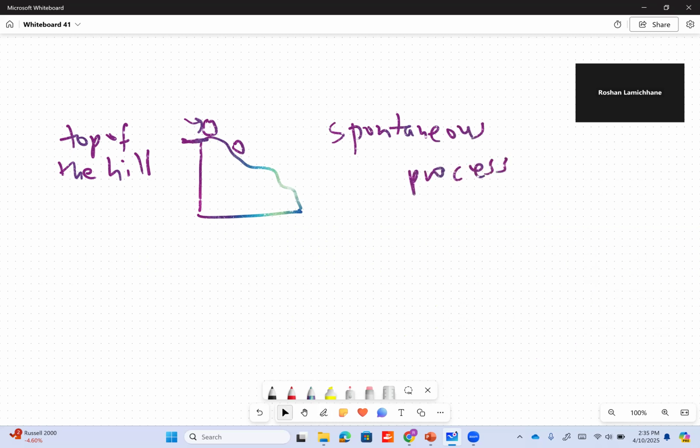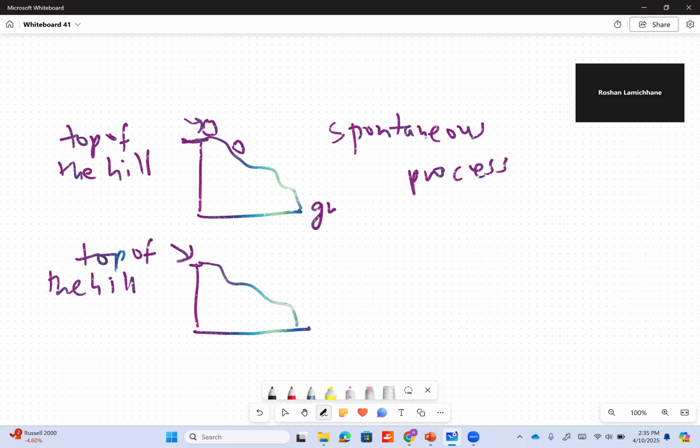On the other hand, let's draw the same mountain. This is my mountain, or top of the hill is right here. This is our ground right here at the bottom. Now, if I place the same ball at the bottom, do you think this ball will climb this mountain up to get to the top by itself? No. Yes, it could if I continuously push it. Over here, I need to push it. Over here, I need to push it, and so on. So this second one is an example of a non-spontaneous process.